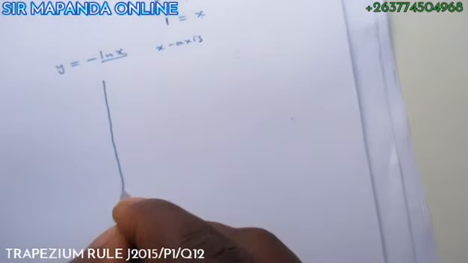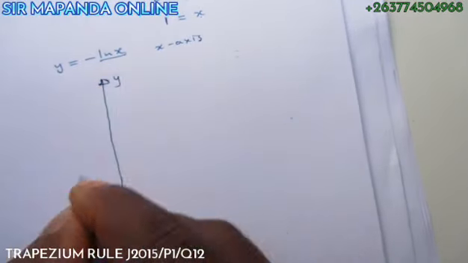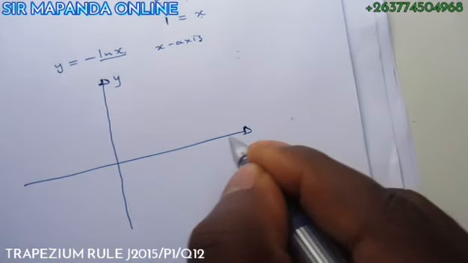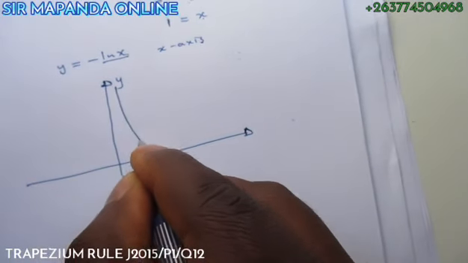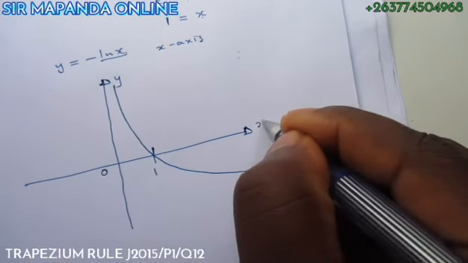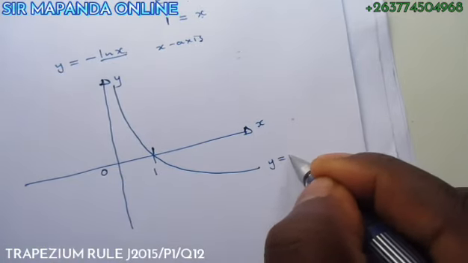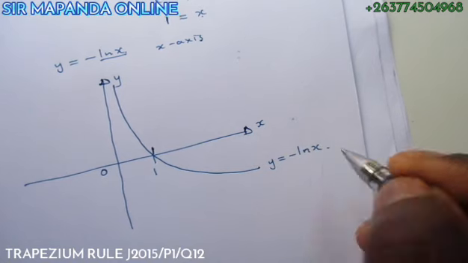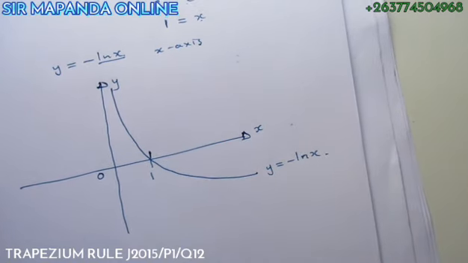So you now put it on your final sketch. Your graph is going to come out like this, passing through 1. This is 0, and this is the x-axis. So your graph is y equals minus ln x. This is how it comes out. I hope you are listening, class. So I want you to stay tuned as we move on to the next question.